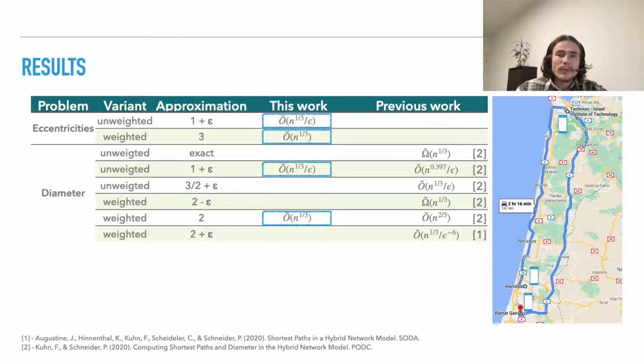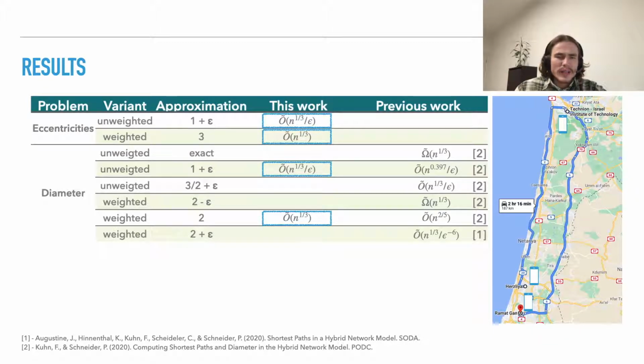In addition, we show 1+epsilon unweighted and 3 weighted approximations for eccentricities, as well as 1+epsilon unweighted and 2 weighted approximations for diameter in roughly n^{1/3} rounds. The eccentricity of some node is the distance from that node to the farthest node from it. And the diameter is the maximum eccentricity. Basically, the largest distance in the graph.